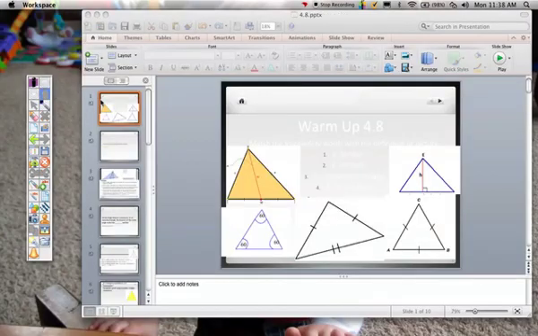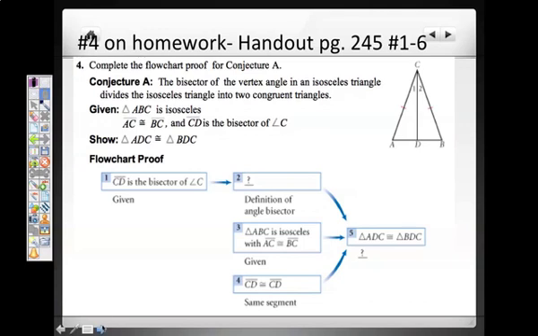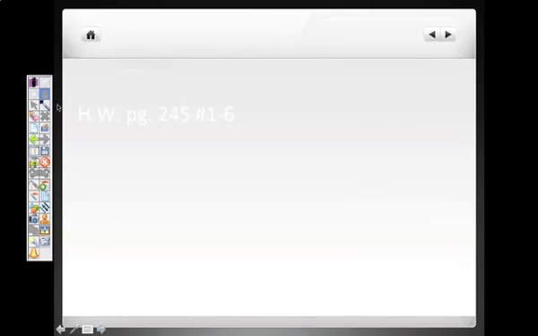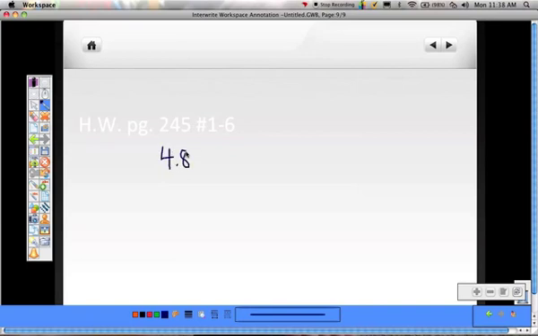So here's your assignment for 4-8. It's kind of hard to read, so I'll rewrite it. 4-8, page 245, number 1 through 6.